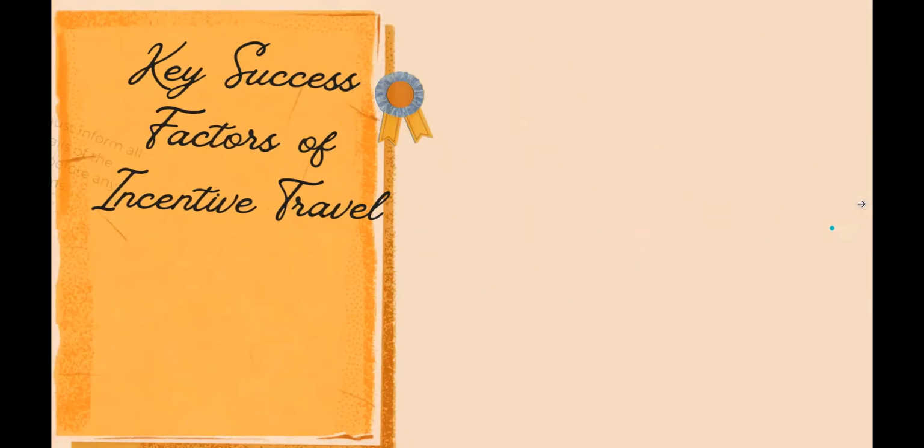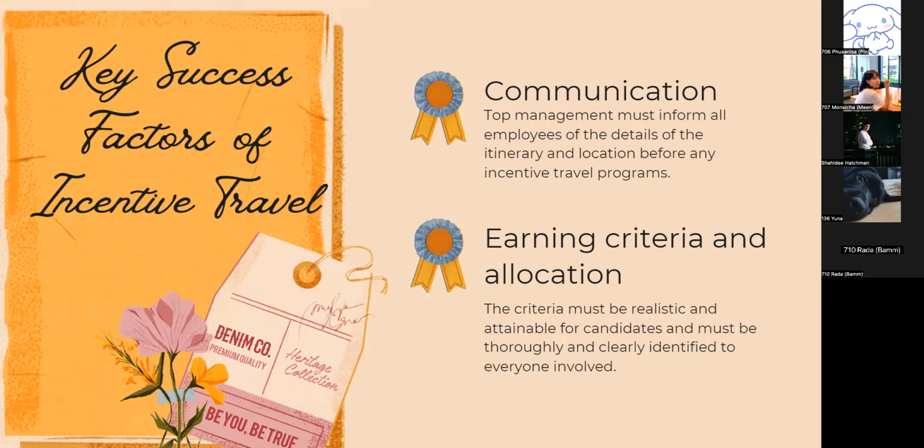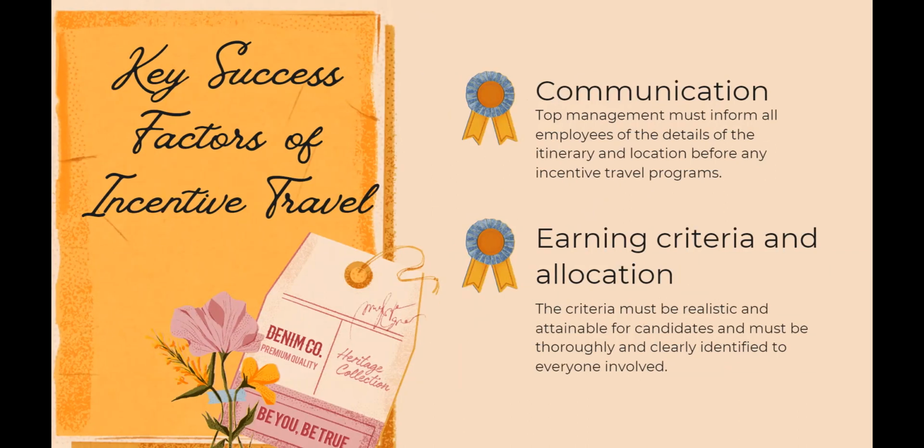And I will continue to the key success factors of incentive travel. The first one is communication. Top management must inform all employees of the details of the plan and allocation before the incentive travel program. And the second is earn criteria and allocation. The criteria must be realistic and attainable for candidates and must be thoroughly and clearly identified to everyone involved.